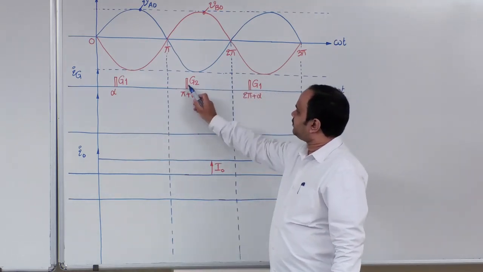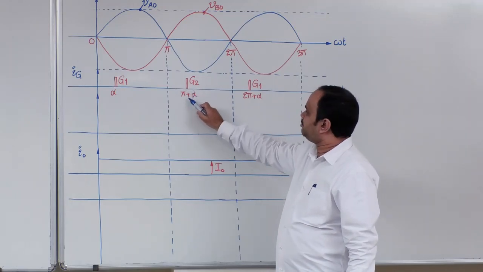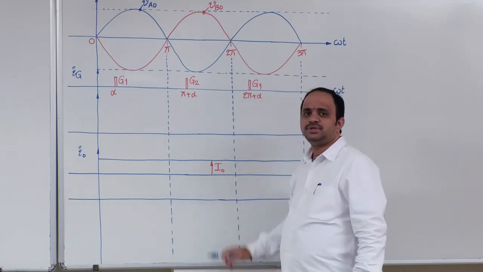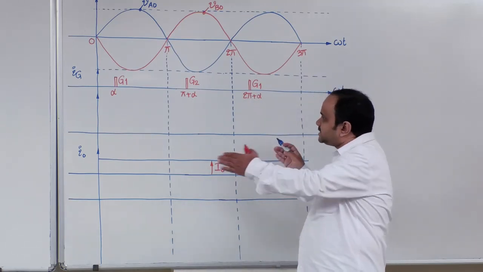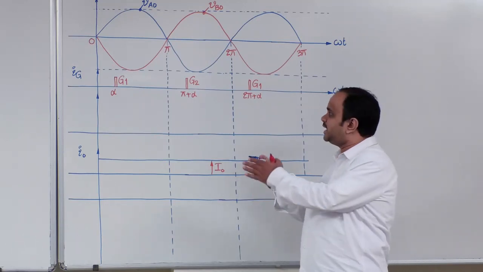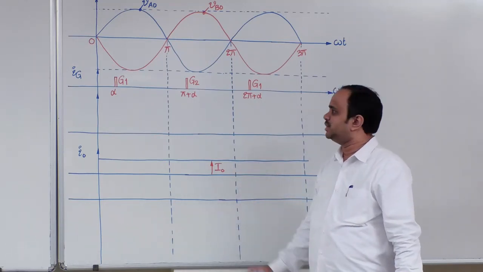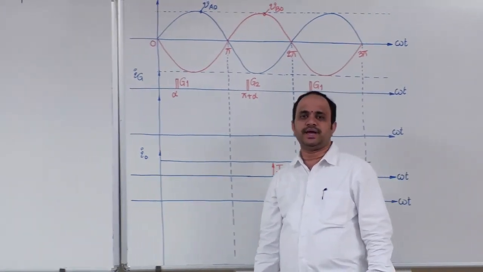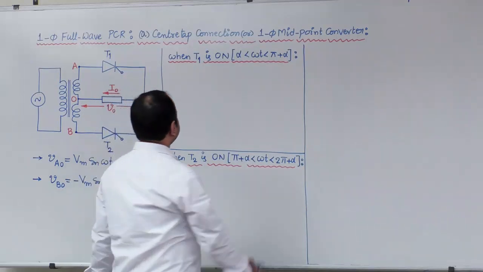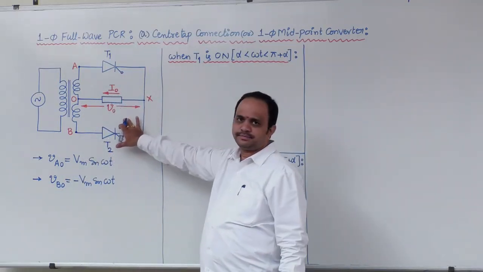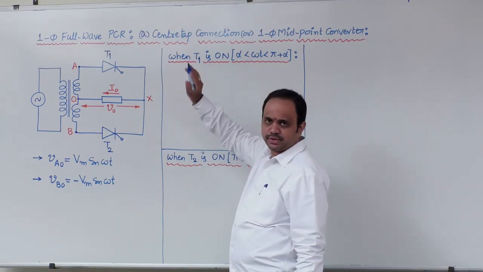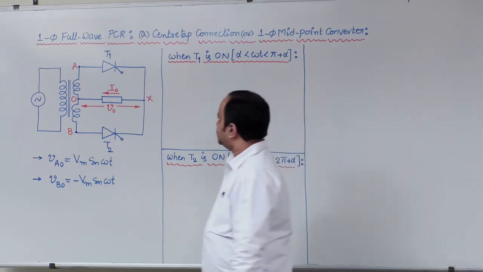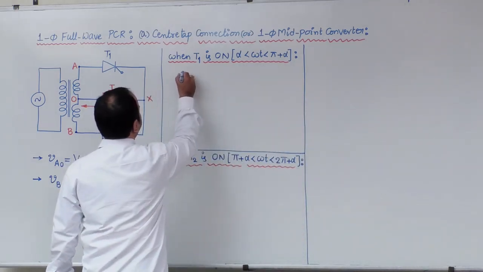Similarly, the conduction interval for T2 is from pi plus alpha until the next device starts conduction, that is at 2 pi plus alpha. With these conduction intervals of individual devices, before drawing the waveform, let us first look into the equivalent circuit diagrams. When T1 is on, the interval is alpha to pi plus alpha, so we can draw the equivalent circuit something like this.